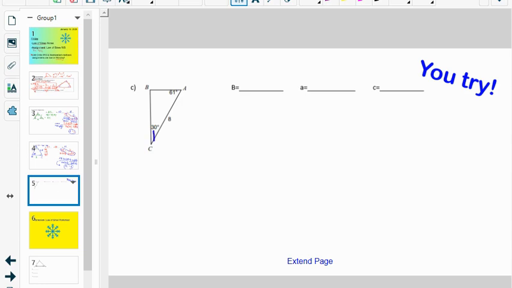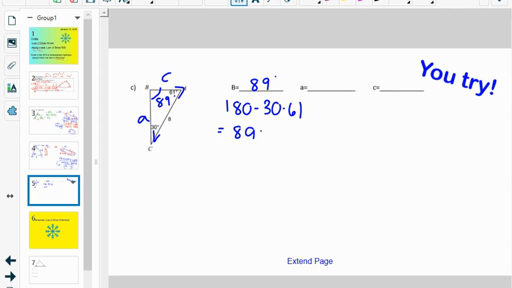We know angle C is 30. We know angle A is 61. What we don't know is angle B. We don't know side C, and we don't know side A. So let's start by finding the last angle. Just subtract the known angles from 180. 180 minus 61 minus 30 is 89 degrees. So that is the last angle that we were missing, 89 degrees.